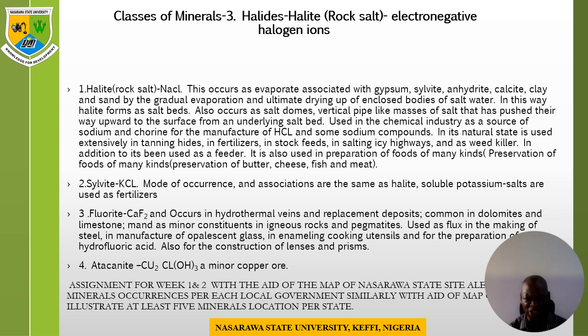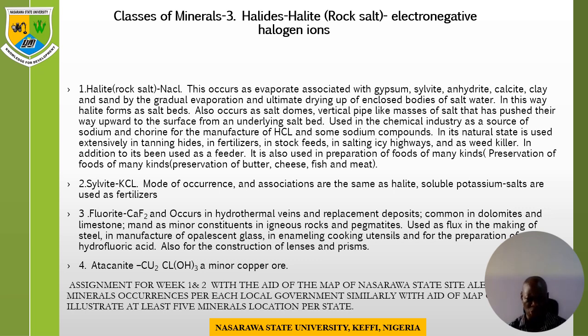Fluorite occurs in hydrothermal veins and replacement deposits, common in dolomites and limestone, as minor constituents in igneous rocks and pegmatite. Used as flux in making of steel, in manufacture of porcelain, glass, in enameling cooking utensils, and for preparation of hydrofluoric acid. Also for the construction of lenses and prisms. And then we have the atacamite, a major copper ore.